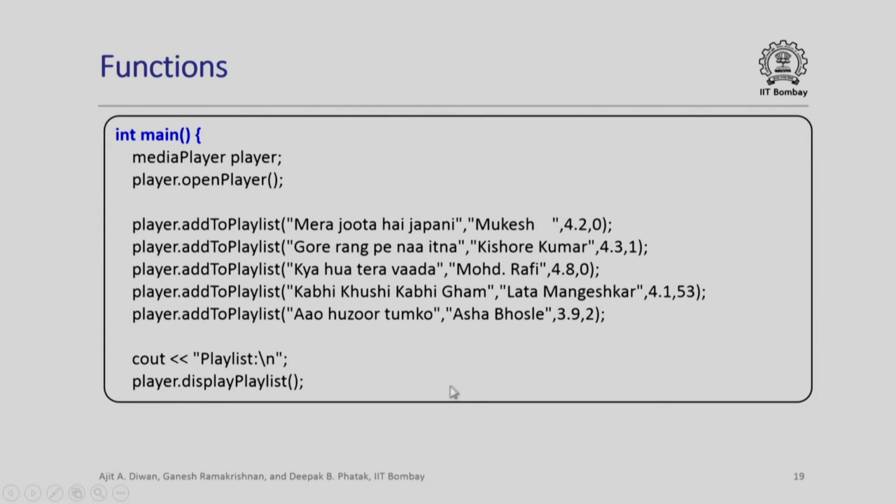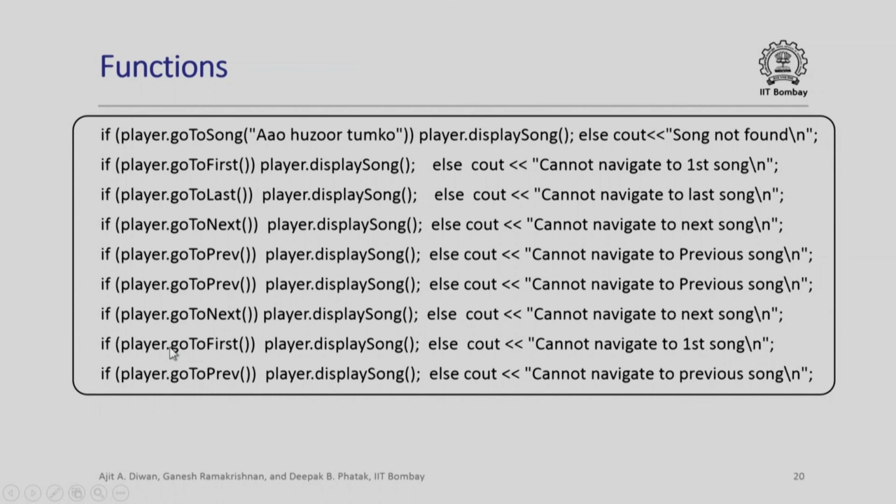The main program itself is extremely straightforward. I will execute open player, which will initialize the player, then various songs are added by add to playlist 1, 2, 3, 4, 5 like that. I will output that playlist, it will using the display function which I had written. Now, these are various operations that are being performed. You remember we said these are the different things that we will do. So, look at what all we are doing.